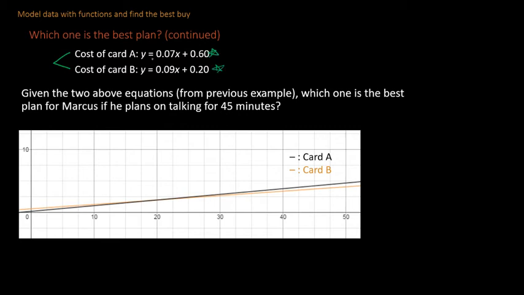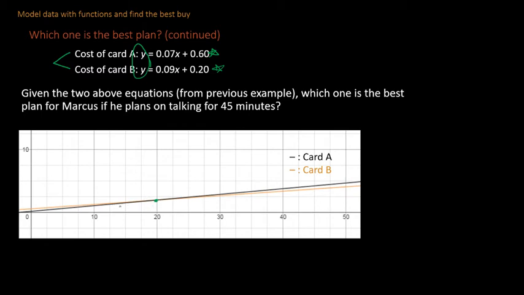Okay. So for A, again, y equals 0.07x plus 0.6. For B, y equals 0.09x plus 0.20. The goal was to find where cost was equal, where y was equal. Looking on this graph, that would be the same thing. Where do these y's equal each other? And you can see that the two y values are overlapping at 20. So if Marcus was going to have a 20-minute phone call, it doesn't matter which card he uses, it's going to cost the same either way.